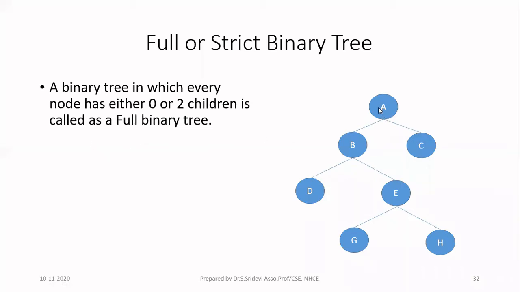So if you consider here, node A is having 2 children, and node B is having 2 children. Node E is also having 2 children. And the remaining nodes D, G, H, and C are having 0 children. So notice all the nodes in the tree are having either 0 or otherwise 2 children, then we will say it is a full binary tree. Even if one node does not obey the rule, we will not say it is a full binary tree.